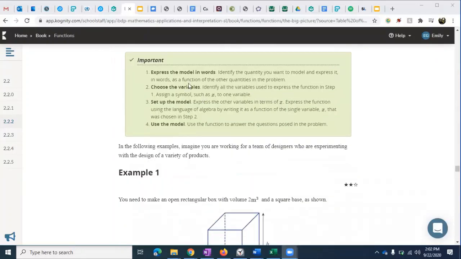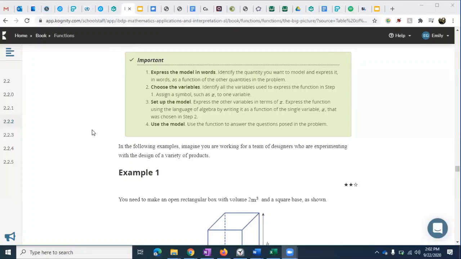So in your notes, please write down these 4 steps. These are the things that we're usually going to do. We'll express the model in words, which is a way of helping us to understand what we want to model, how we can express it, and any quantities in the problem. So what numbers are involved, what values are involved.